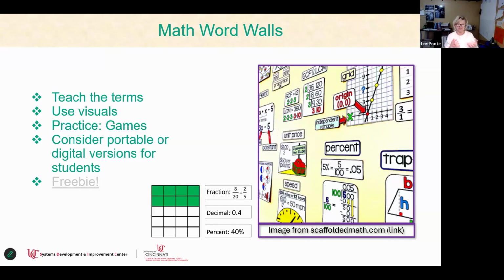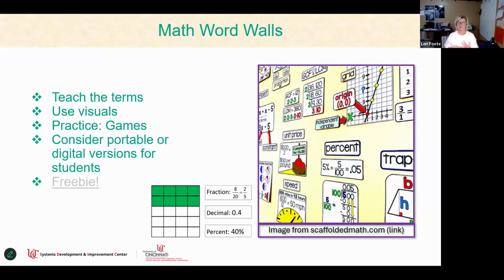And not only are they math word walls, but they're how I conceptualize them, having things with less writing on them, because the kids who really need math word walls the most are usually the ones that have the least amount of words already in their own toolbox. So I do think that having these visual word walls is extremely helpful for students. But I think not only do we want to teach the terms explicitly and use those visuals, we want to let them use the words.